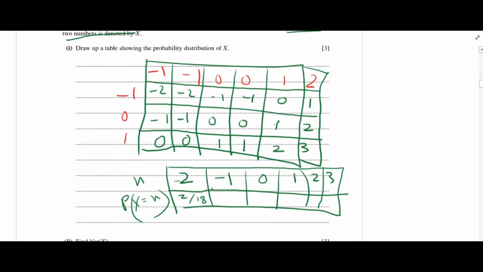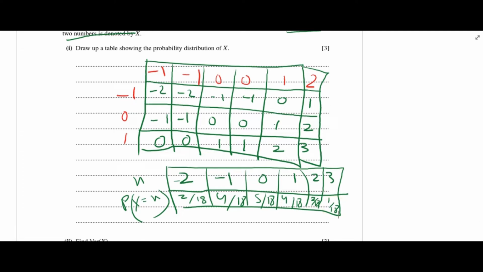The probability of getting X equal to -1 is 4 by 18. The probability of 0 is 5 by 18. The probability of 1: there are 4 ones, so the probability is 4 by 18. The probability of 2 is 2 by 18, and of 3 is 1 by 18. So this is your probability distribution.